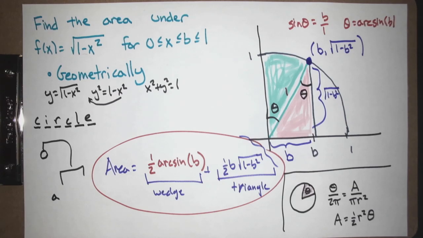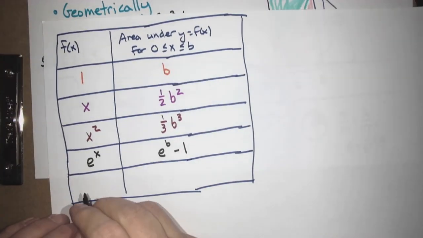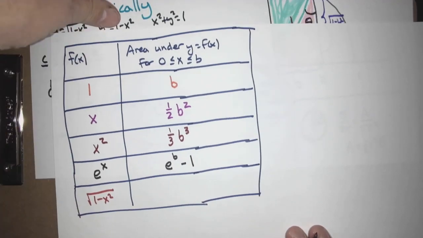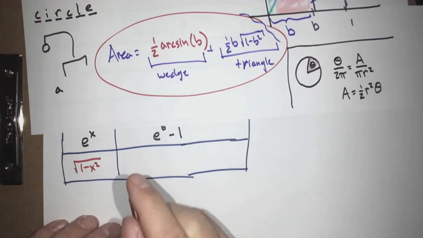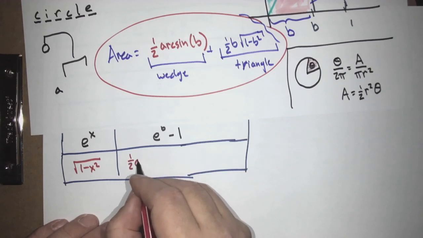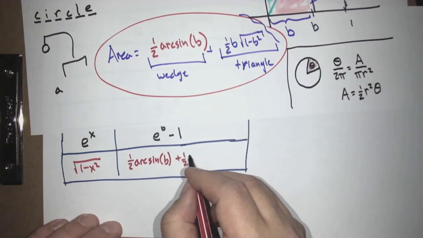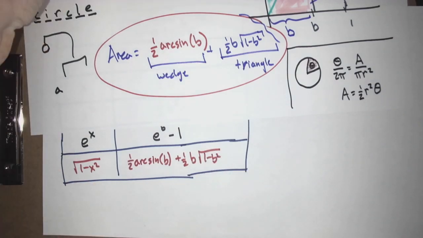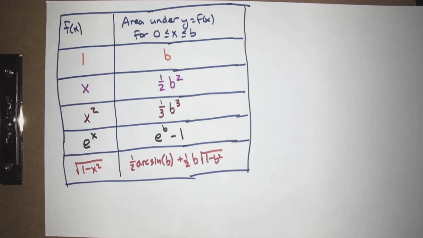Cool? Okay, so update our chart. F of x, square root of 1 minus x squared. Area under f of x, we're just going to copy that down: 1/2 arc sine of b plus 1/2 b square root 1 minus b squared. That's why we needed space. All right.